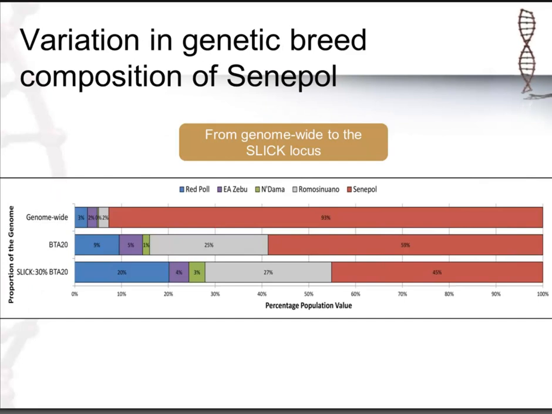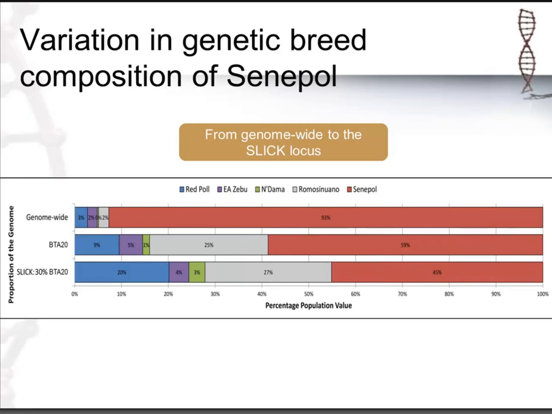So a couple of the other things that we looked at for this project was variation in genetic breed composition of the Senepol cattle. One way I showed you was the average breed composition of Senepol, and this was a slightly different way. We took that same idea, but instead of just doing it on a genome-wide scale, which is normally what's done, we're comparing how that breed composition changes when we compare genome-wide versus just chromosome 20 versus about 30% of the chromosome surrounding our slick region of interest.